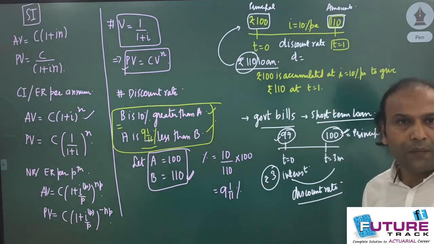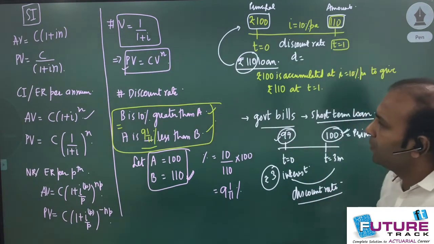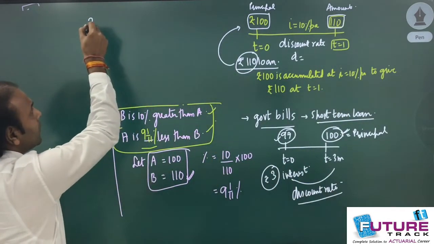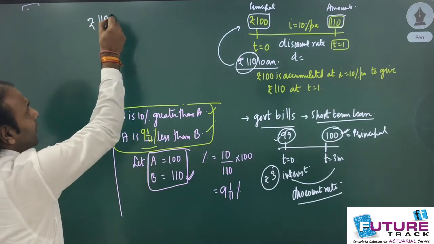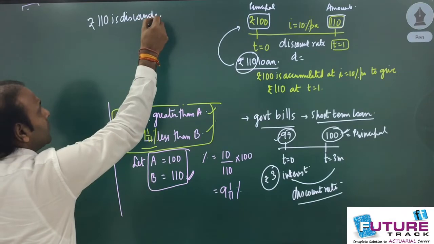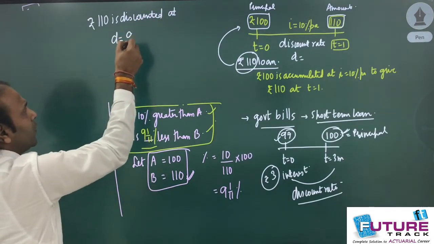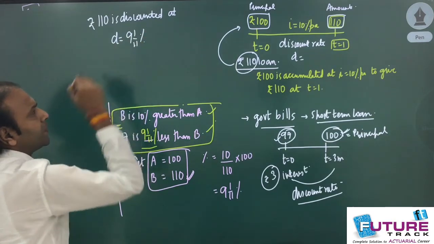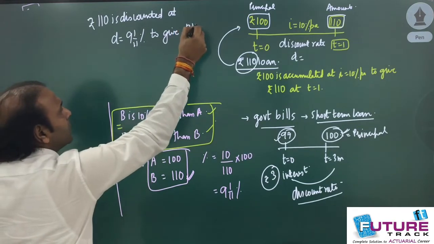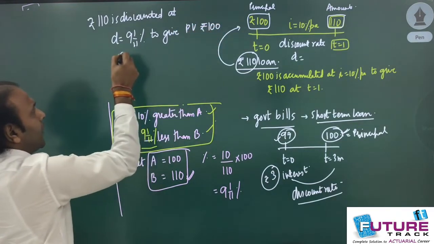Fine. Any problem? So the same thing we can say, how can you write this statement? See, 110 is discounted at d equal to 9 1 by 11% to give present value 100 at time 0.